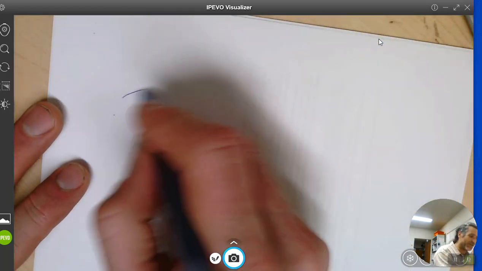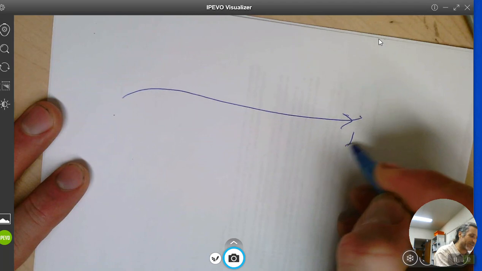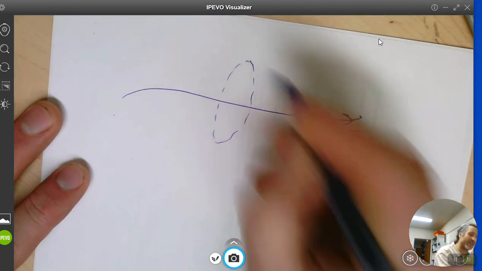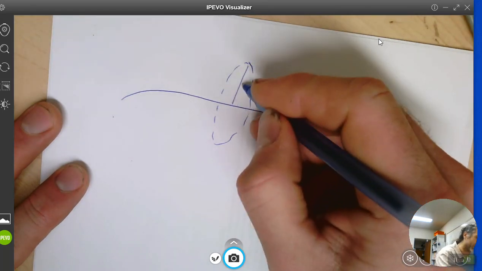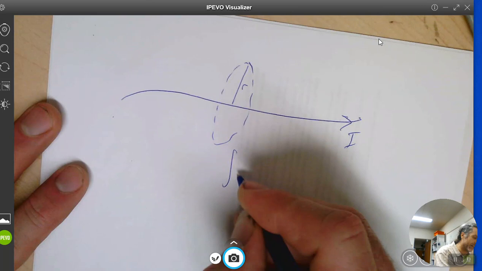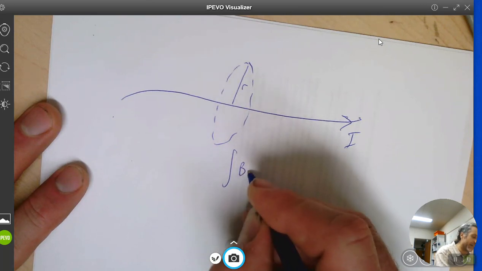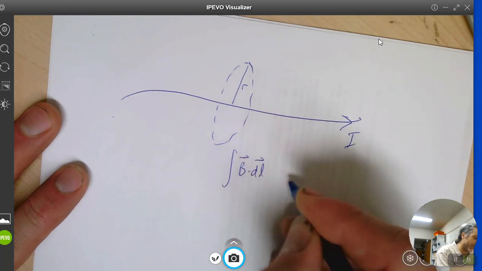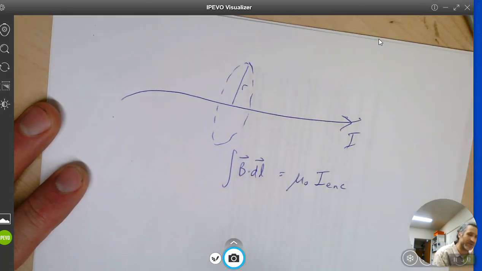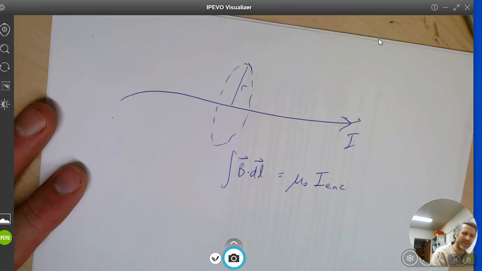Everybody knows that for a wire that has a current going through it, if I made an Amperian loop that was centered on this wire, some radius r, something like this, then I can say that B dot dl is equal to mu naught times I enclosed. What do I mean by I enclosed? Well, I mean the current I that pierces through this loop here.